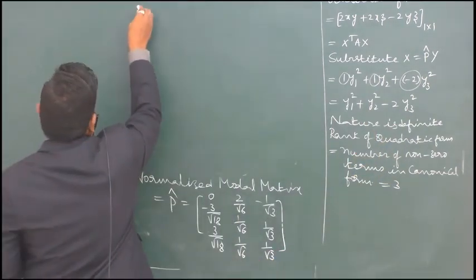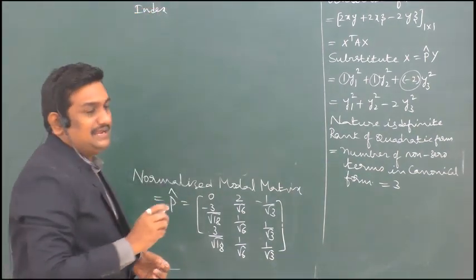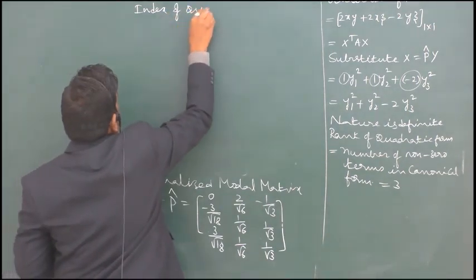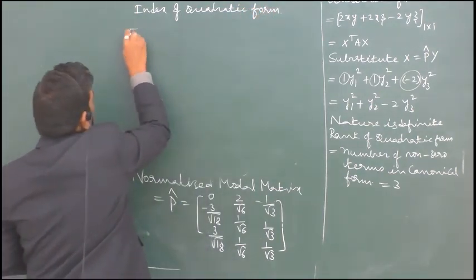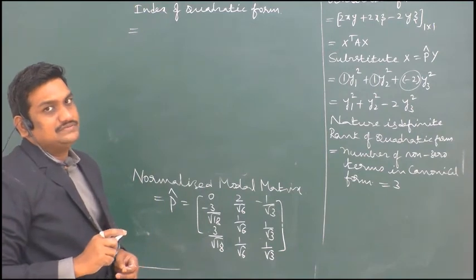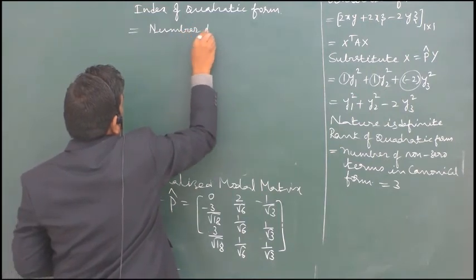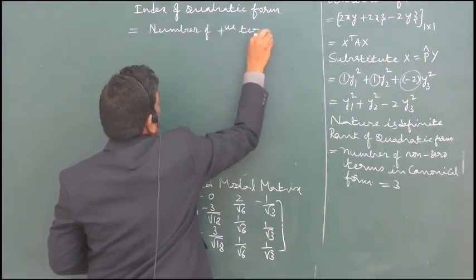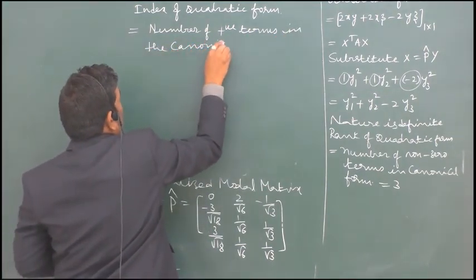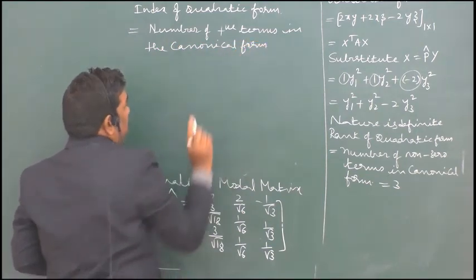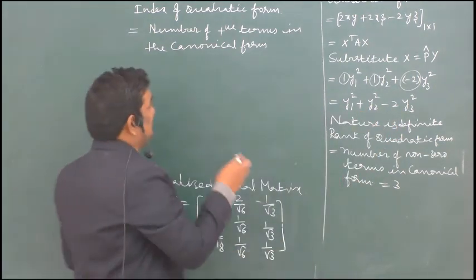Now you need to identify the index. Let us identify the index of the quadratic form. The index of a quadratic form is the number of positive terms in the corresponding canonical form. There are totally 3 terms, out of which the number of positive terms is 2, hence the index is 2.